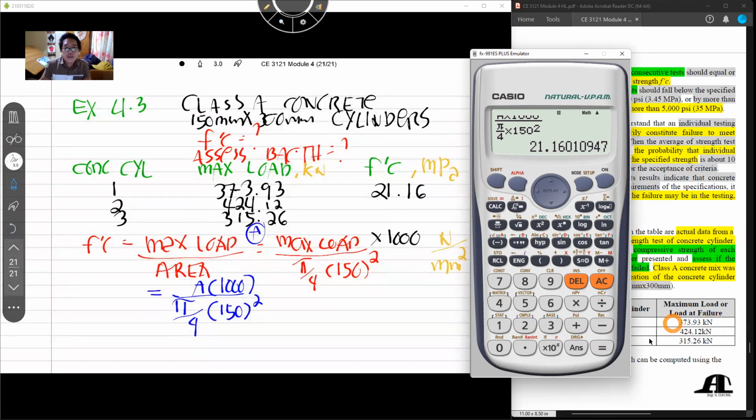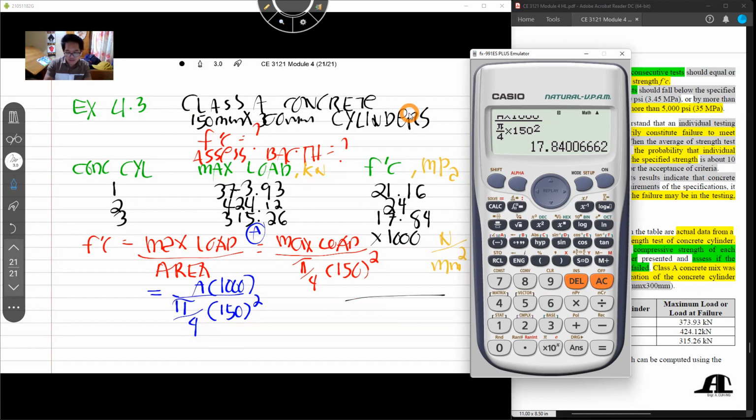Yan. So, isa pa class, again, huwag natin pipindutin yung clear. Equal sign lang tayo. So, tatanong yung next na class. So, 424.12. Okay, so dito class meron tayong 24. Okay. And class equal sign. So, last, 315.26. Okay. So, meron tayong 17.84.